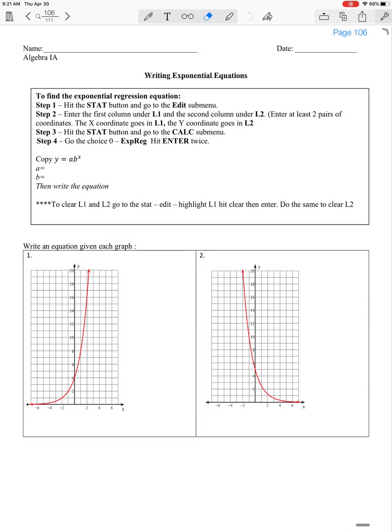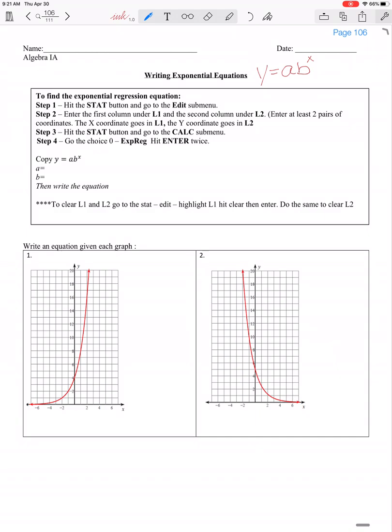If you know how to use the calculator, then you should be in good shape. So the general equation of an exponential, just to refresh your memory, is y equals a b to the x power. A and b are just going to be numbers, and x is always going to be the exponent.